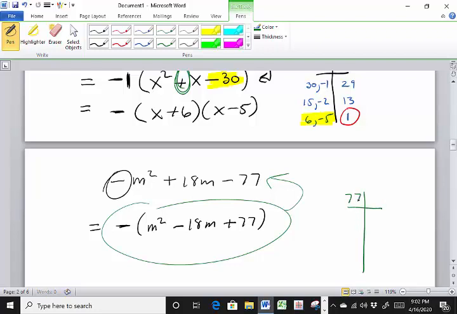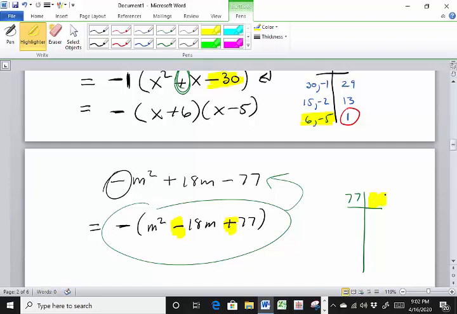We have 77. Notice that our value here is negative, right? And this value for 77 is positive. So what are the options to give me a positive value? Well, two positive numbers, right? Like 11 and 7. But when you add 11 and 7, you get 18. And this says negative 18. So we know that both of our values have to be negative.